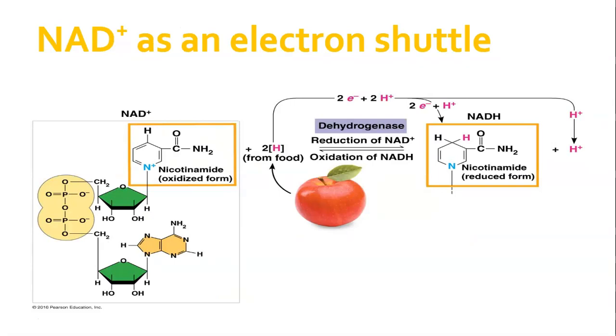So here's just the dynamics of how that works. NAD picks up in the process 2 electrons and 2 protons. So therefore it becomes NADH. And once it drops them off, again, it's a recyclable molecule, so it will turn into NAD once again.